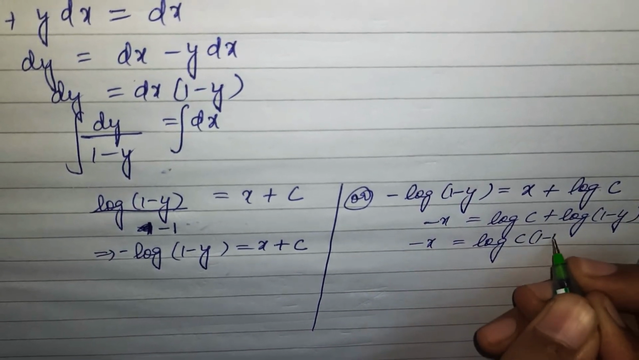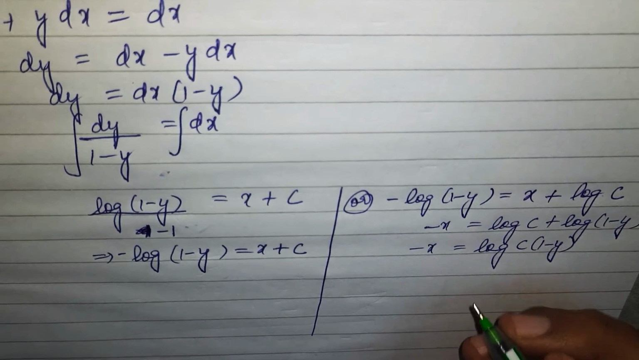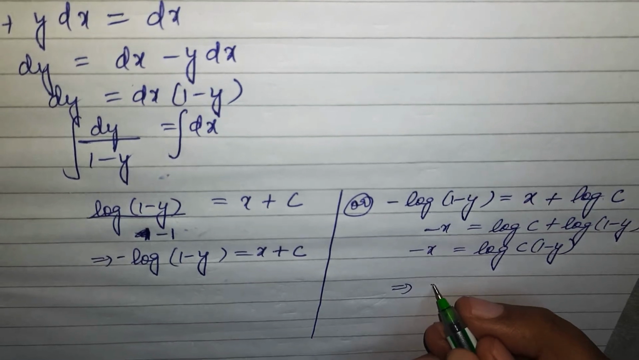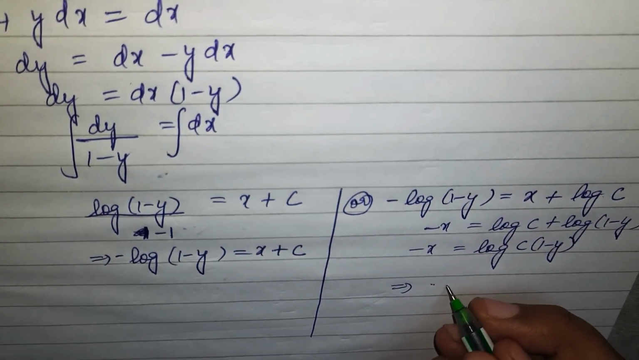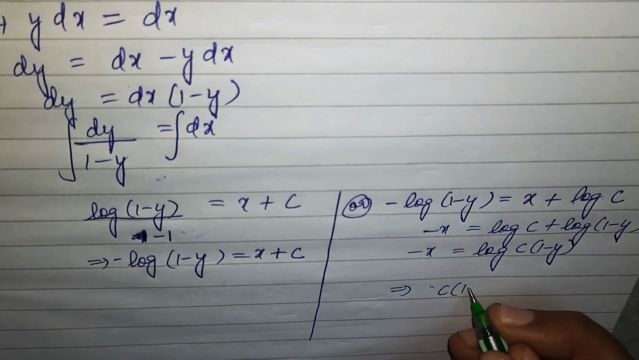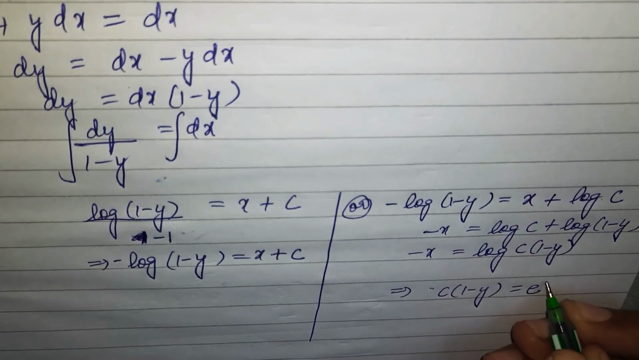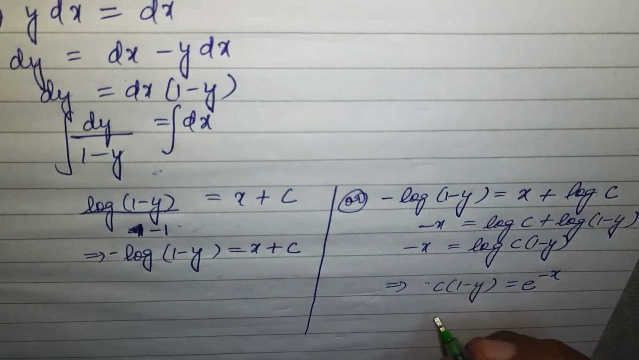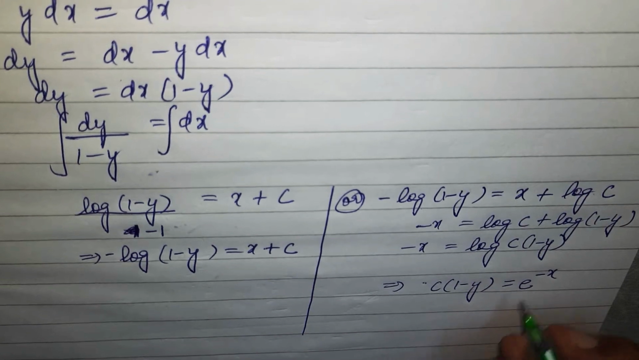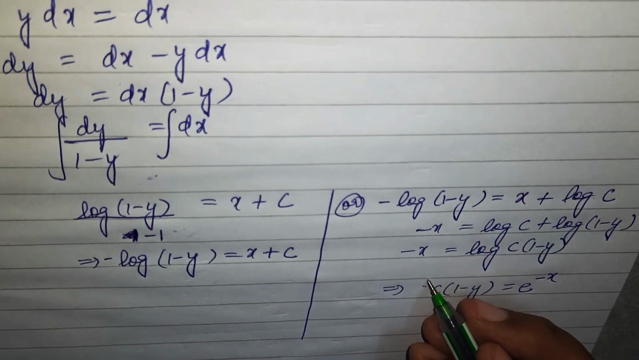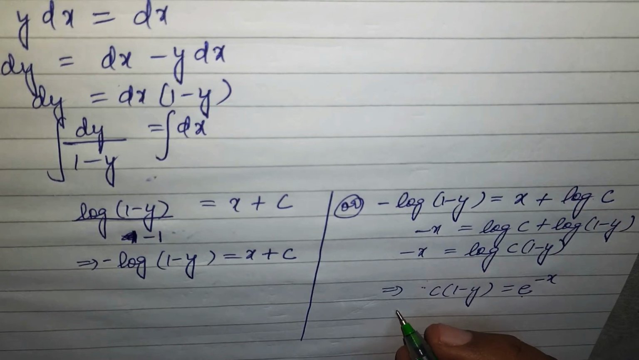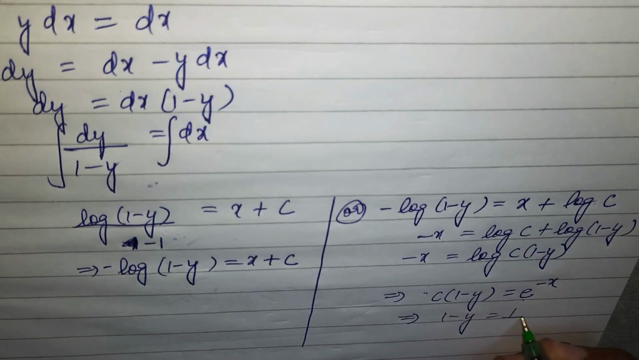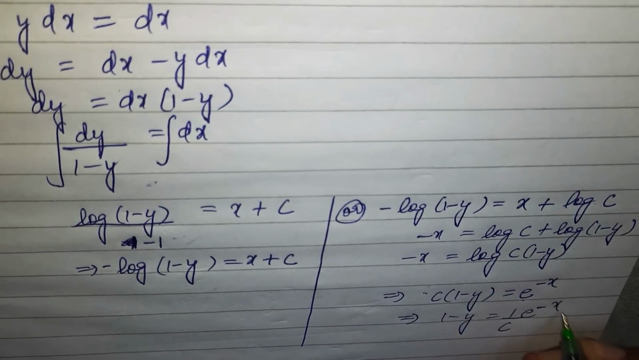So log of c into 1 minus y. If I want to apply the log property, then can we write this as c times 1 minus y equals e raised to the power minus x. So this is a formula whenever I am putting like this. So e raised to the power minus x. So this will be your final answer. So you can leave the question here also, and sometimes in the books they will be giving you the answer like this also, 1 minus y equals 1 upon c e raised to the power minus x.